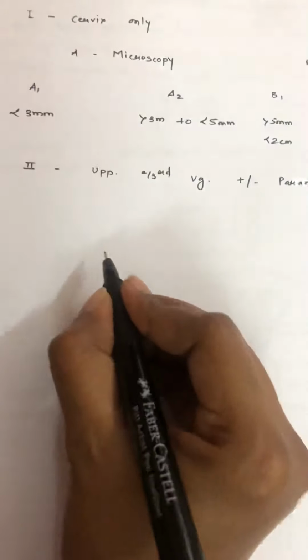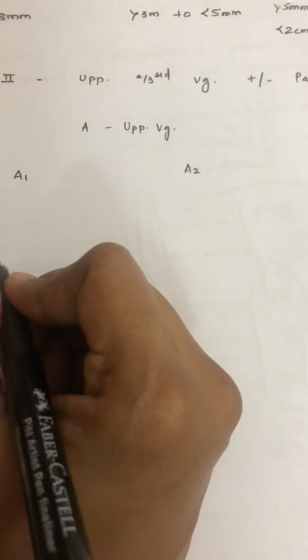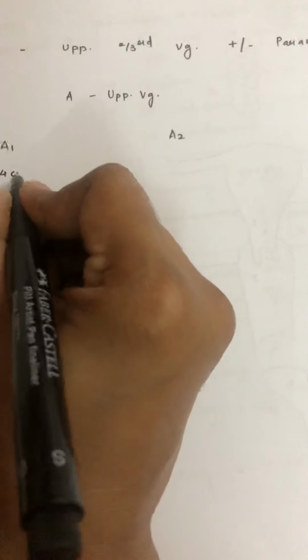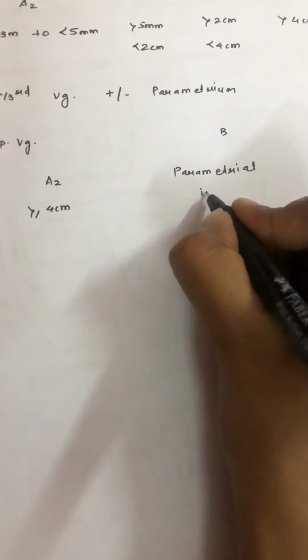So again in stage 2, when the upper 1/3 vagina is involved, that is 2A, there is an A part and a B part. A means the vagina is involved, the upper vagina is involved. Here again, depending on size, it is called A1 and A2, where A1 is less than 4 centimeter and A2 is more than or equal to 4 centimeter, while B is just parametrial involvement. There is no size given, just parametrial involvement.